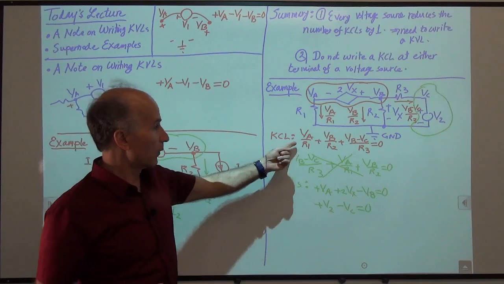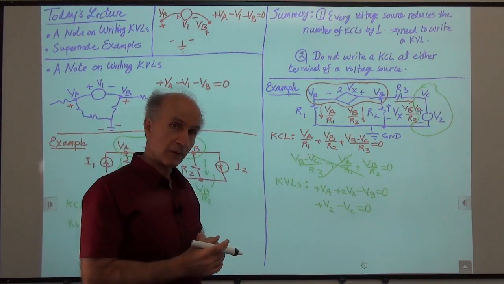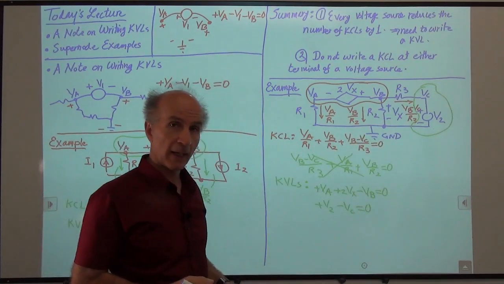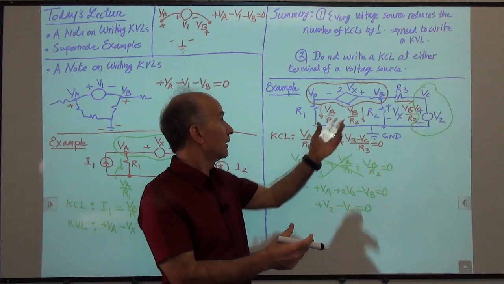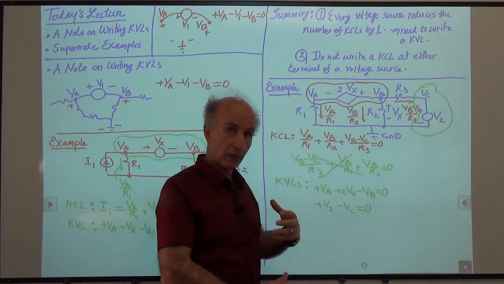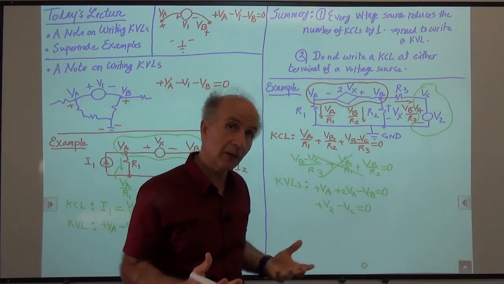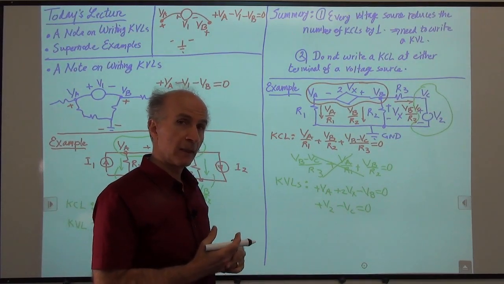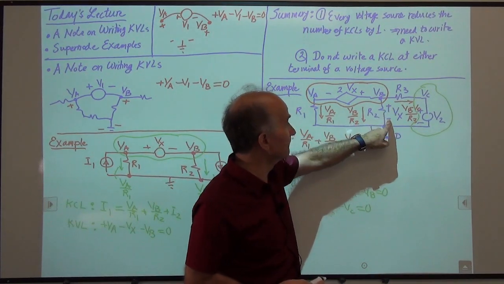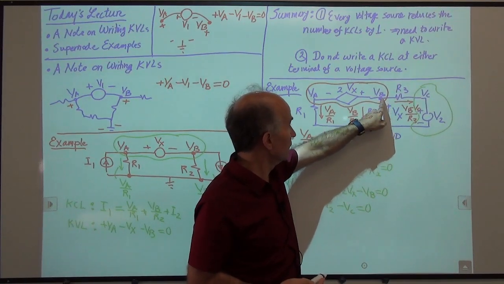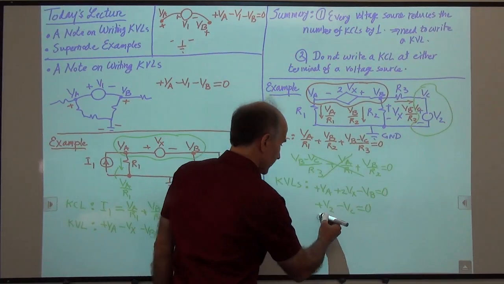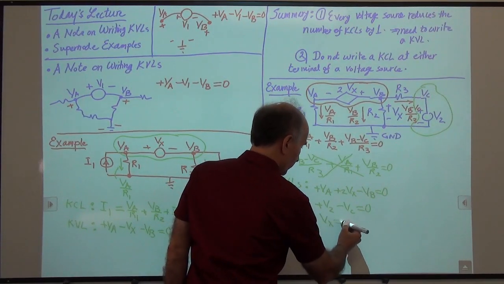Okay, so I found two KVLs. I have one KCL. I have three equations. Now, we actually have four unknowns because Vx is also unknown, and that's the controlling parameter for this dependent source. Okay, so Vx is a voltage, so we should probably be looking for another KVL involving Vx. Is that clear? Sure, Vx is the voltage from here to here, and Vb is also the voltage from here to here. So Vx is just equal to Vb. So that's our last KVL. Vx is equal to Vb.